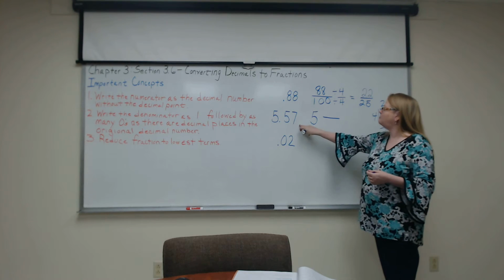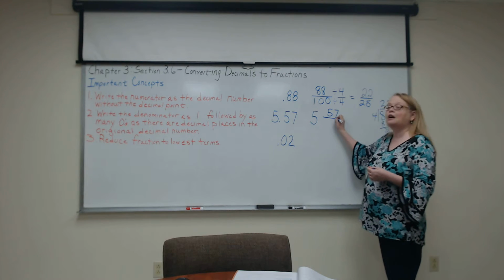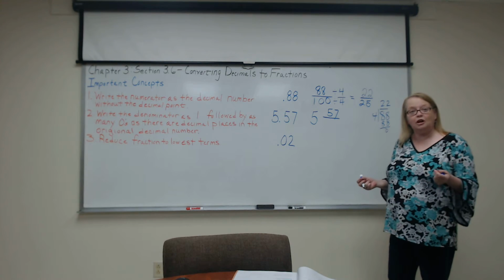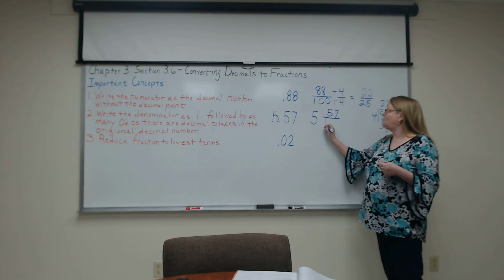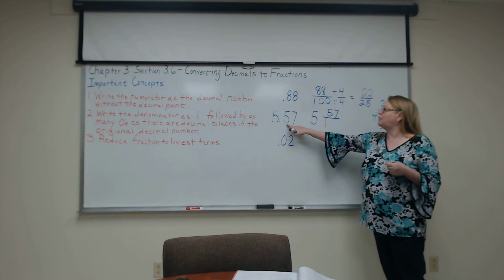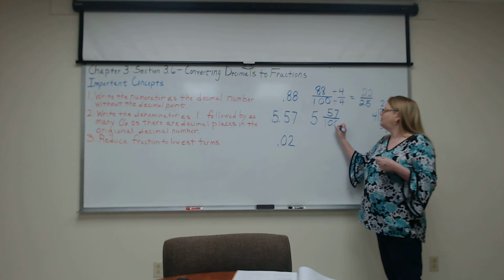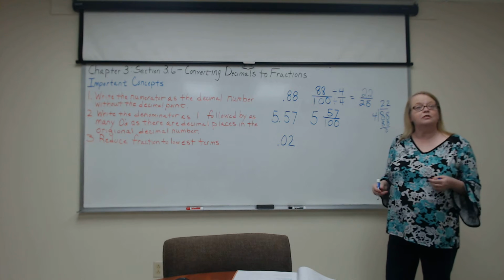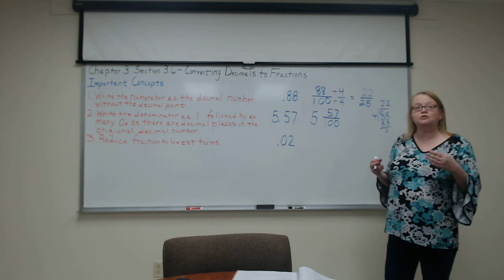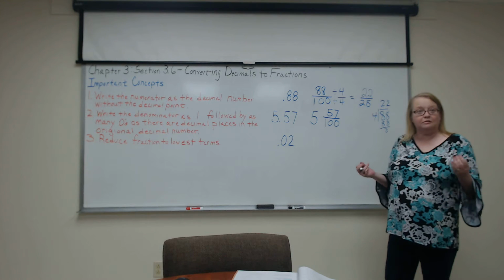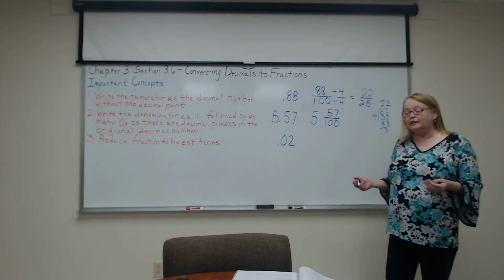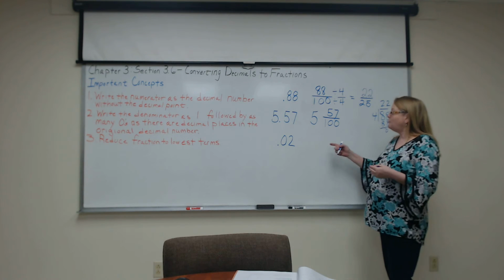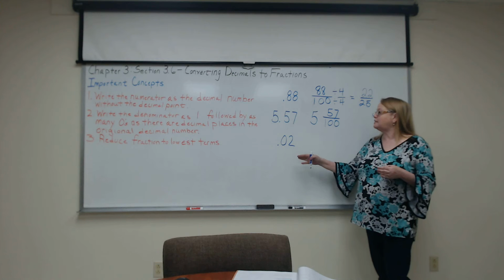Then we take our 57, and we're going to write that as our numerator. Then we're going to add a 1. We're going to count the number of place values we have, which is 2. So we have 5 and 57 100ths. 57 is a prime number. There's no other number that's divisible other than 1 that gets you 57, so we know this can't be reduced anymore.